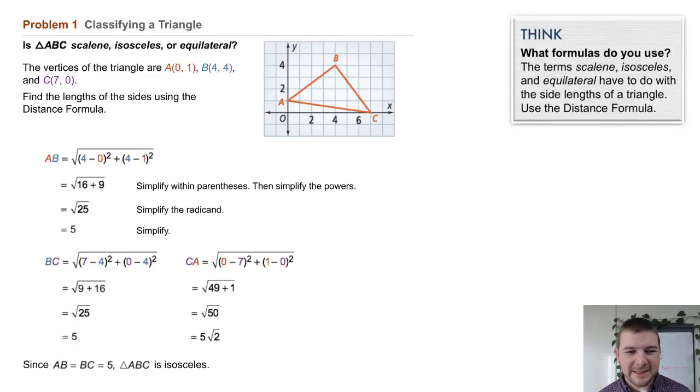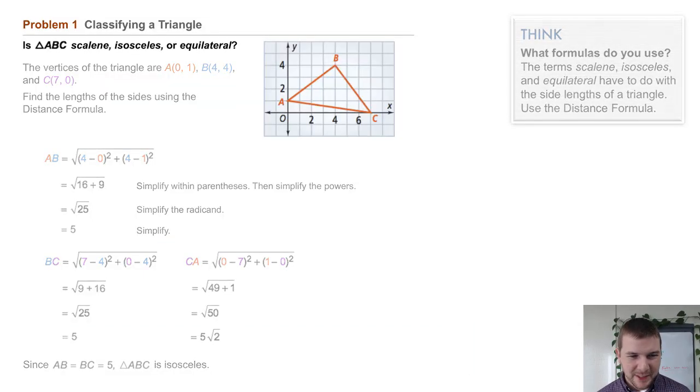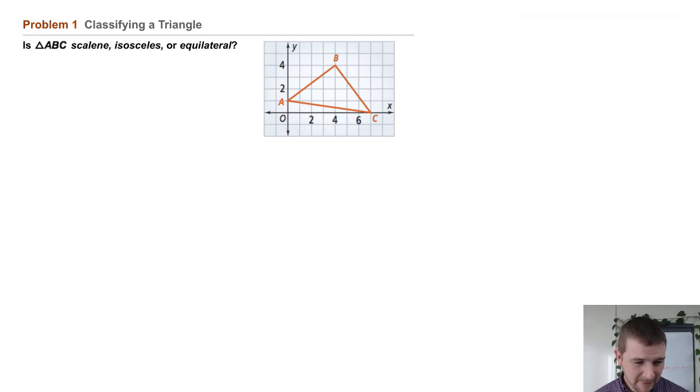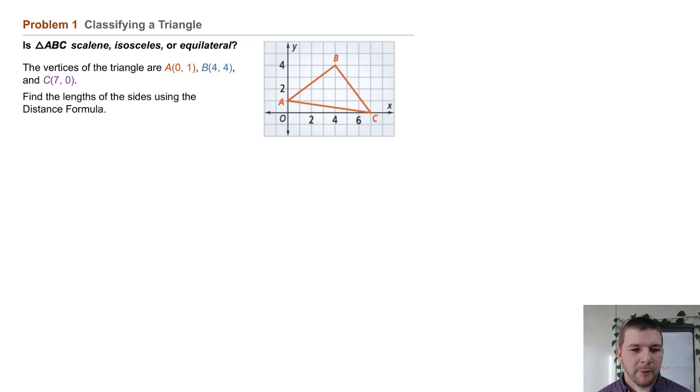Problem 1. Classifying a triangle. Is triangle ABC scalene, isosceles, or equilateral? Well, the vertices of the triangle are A at point 0, 1, B at point 4, 4, and C at point 7, 0. Those numbers become important. We're going to find the lengths of the sides using the distance formula. Because remember, scalene, isosceles, and equilateral are all classifications of a triangle based on its side lengths. So we need to know the side lengths.